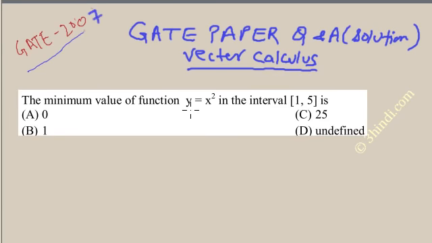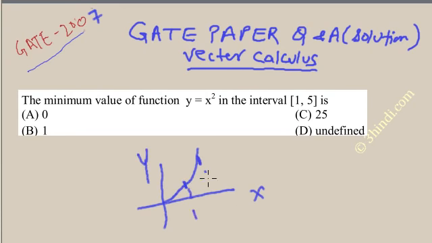This is a question of GATE 2007. The minimum value of the function y is equal to x square in the interval 1 to 5. If you plot the graph, this is like this, x and y, and this is the graph, and you are required to find 1 to 5. So here you see the minimum value is at 1. If you put x is equal to 1, y is equal to 1, so the minimum value is 1.